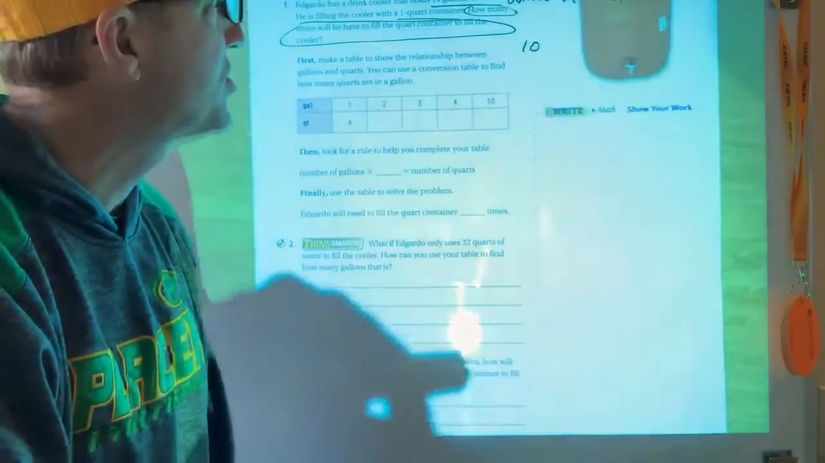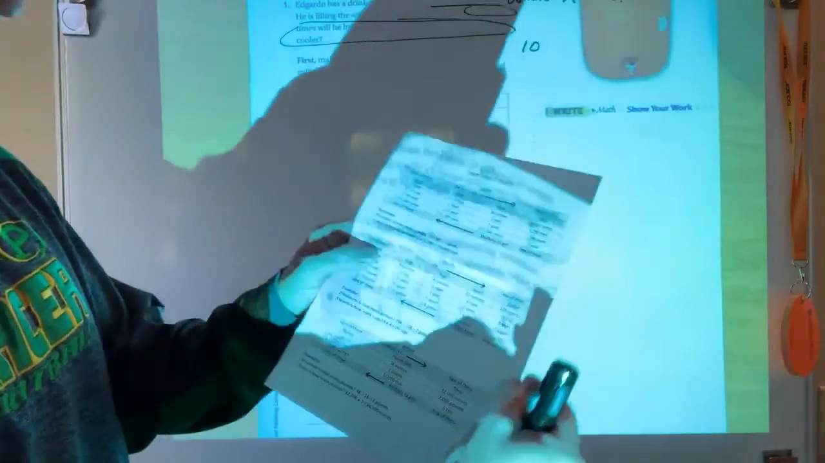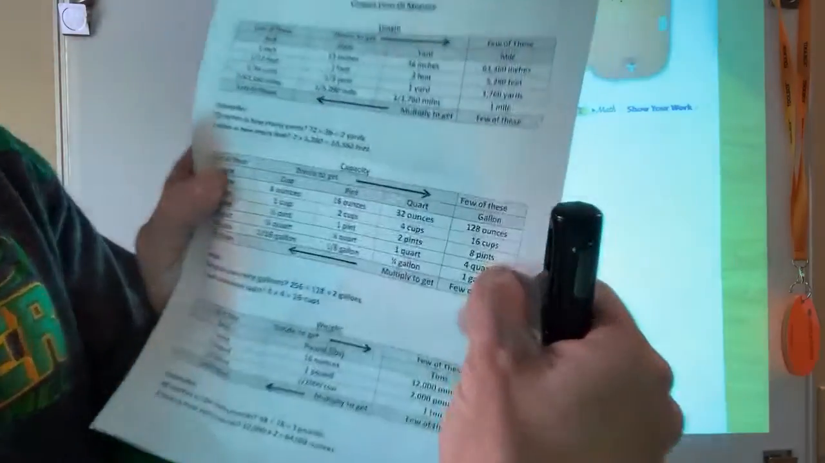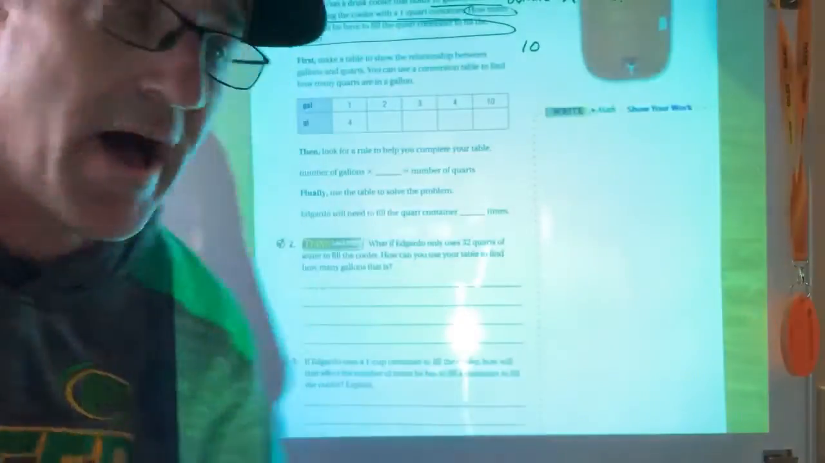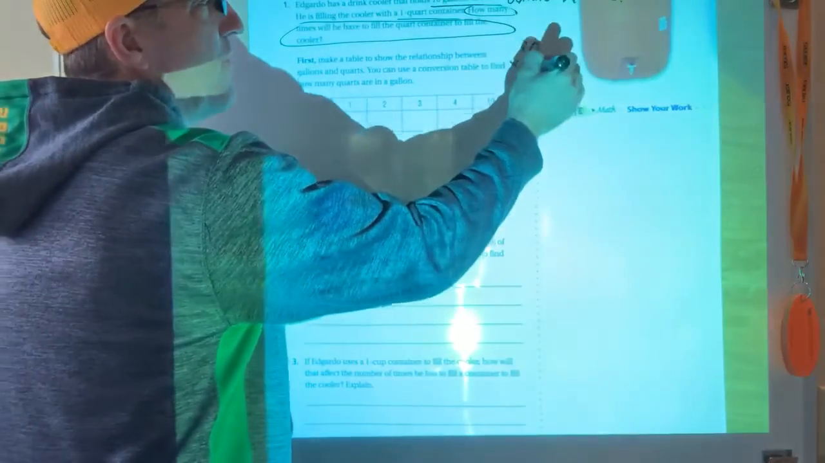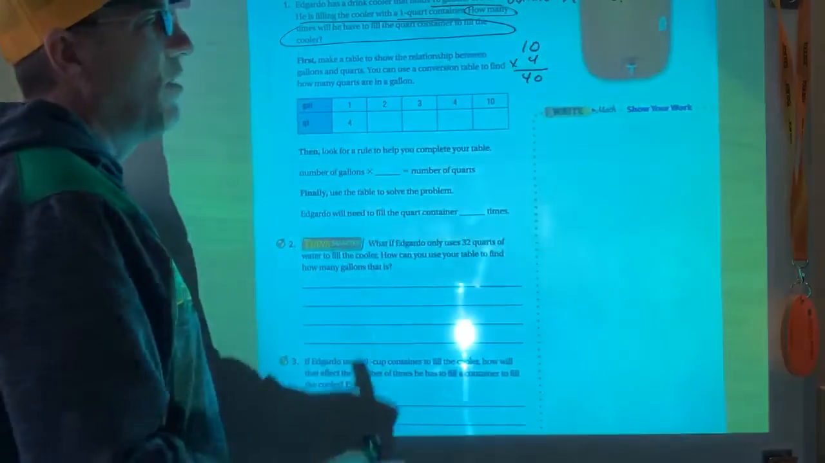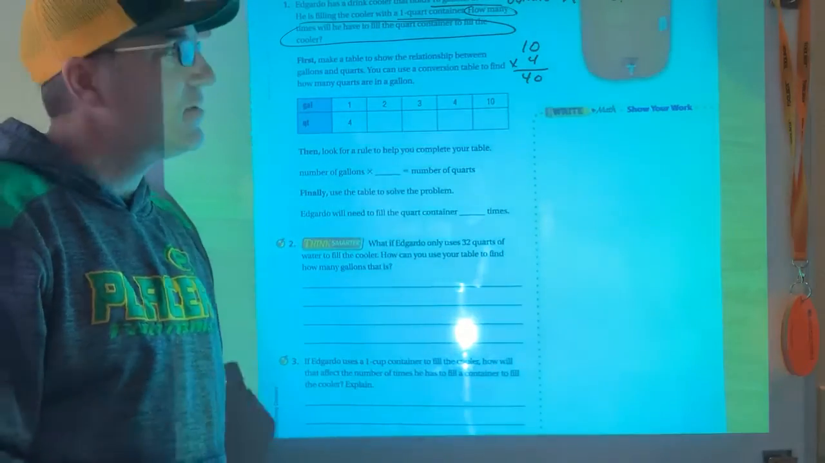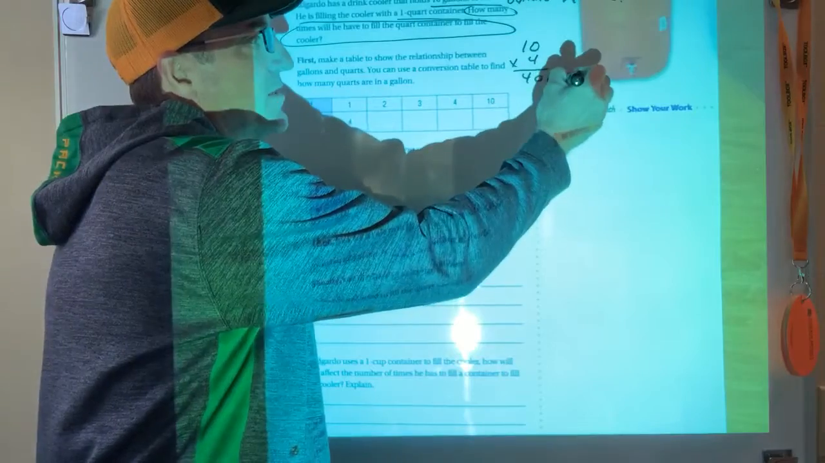So if I look at my chart and I go to gallons, I know there are 4 quarts in a gallon, right? It says it right there. And it's a whole number. That means I'm going to multiply, which makes sense. I just times it by 4 and I get 40. So we're done right there. 40 quarts is 10 gallons.